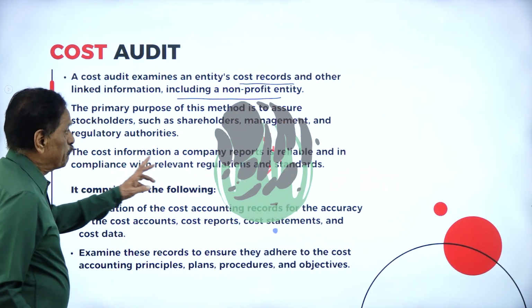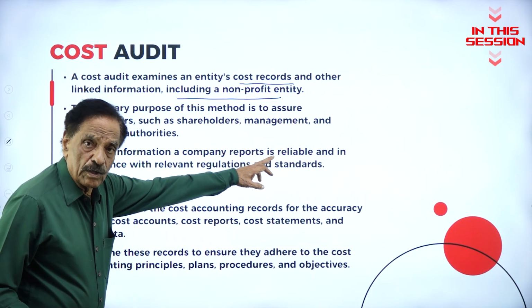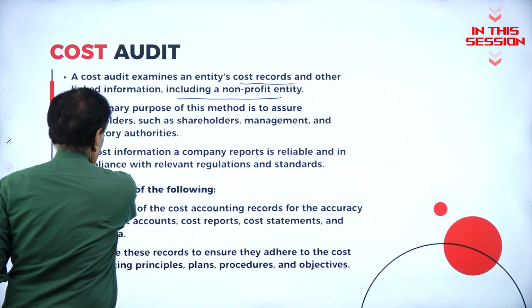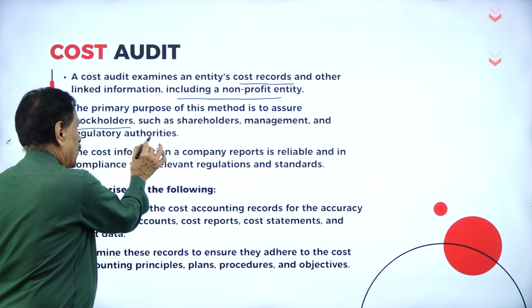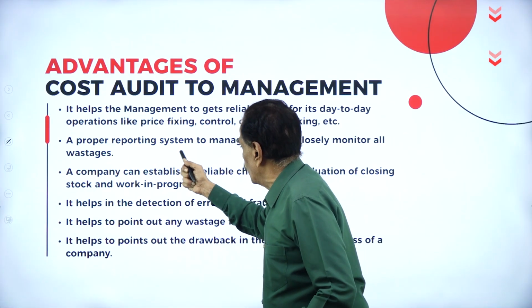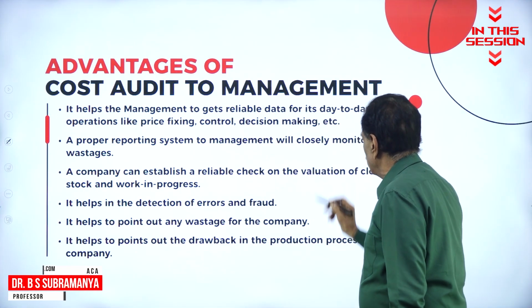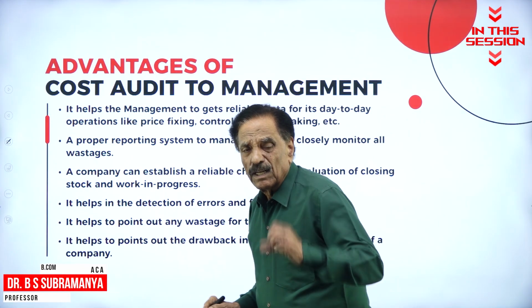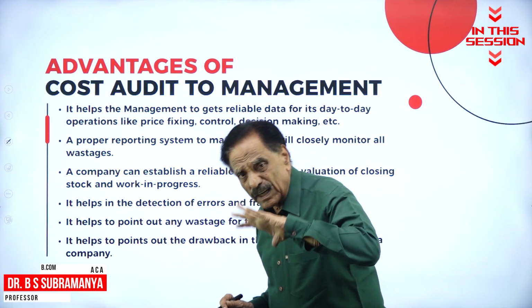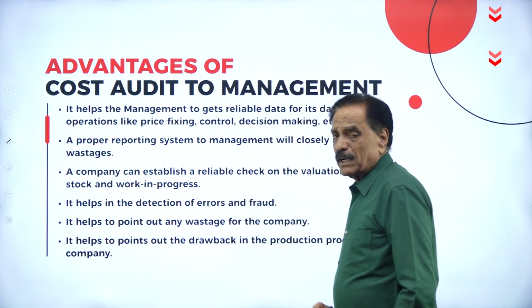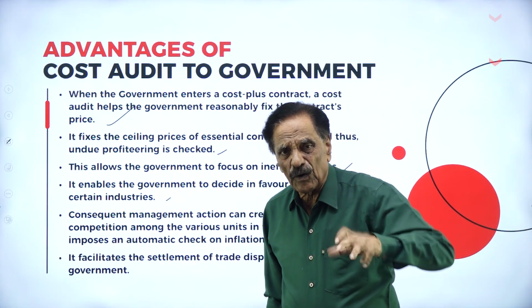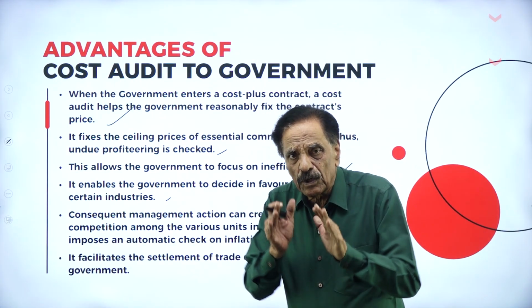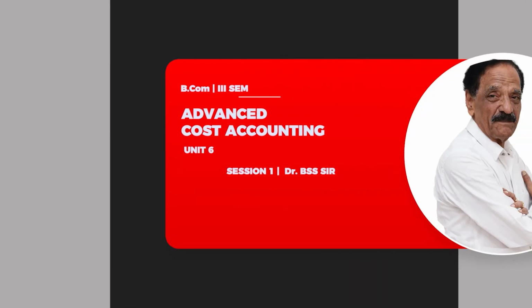The primary purpose of this method is to assure stakeholders such as shareholders, management and regulatory authority a proper reporting system. Management will closely monitor the wastage. So we'll find out the wastage, reduce the wastage, and the cost will come down. Whatever trade disputes there are should be brought to the government in such a way that the dispute is minimized.